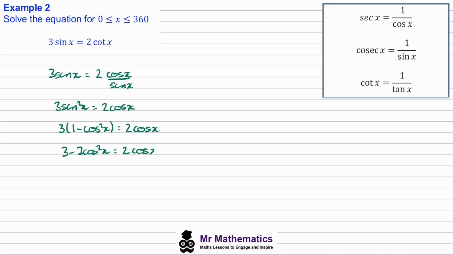And then we just need to make this equal 0. So I'll move these two terms to the right-hand side. So we'll have 0 will be 3 cos squared x plus the 2 cos x minus 3. And this won't factorize, so I can solve this on my calculator.